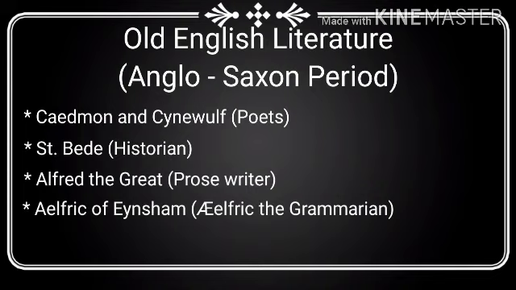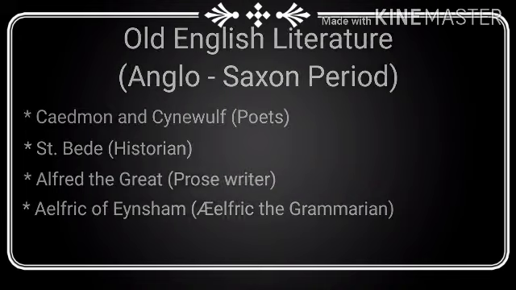So all the writers and the poets and the important works that I told you are very important to remember. Also keep in mind that you must remember the four manuscripts. These are the Vercelli, the Junius manuscript, Beowulf, and the Exeter Book. UGC NET has asked questions repeatedly on these manuscripts, so it is very important to learn them.